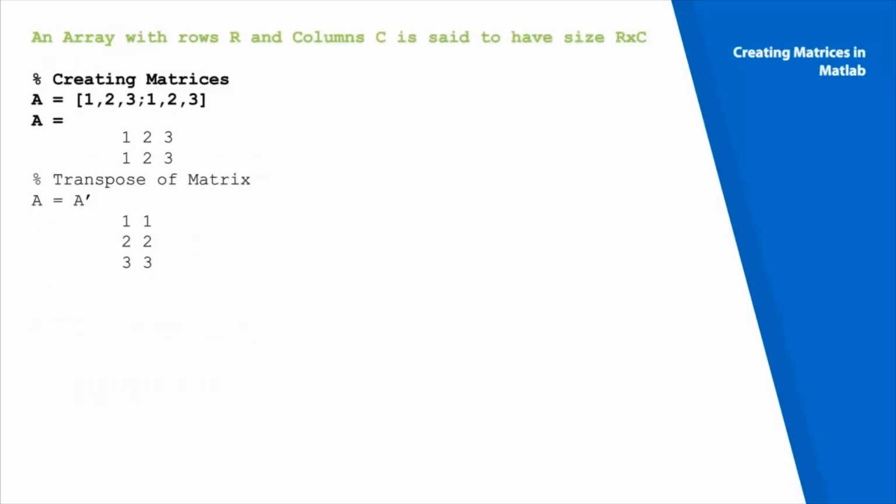Now let's talk about two-dimensional arrays. An array having rows and columns is a two-dimensional array that is sometimes called a matrix. The size of a matrix has two parameters, that is the number of rows and the number of columns. An array with 3 rows and 2 columns is said to be a 3 cross 2 array. The number of rows is always stated first. So an array with R rows and C columns is said to have size R cross C.